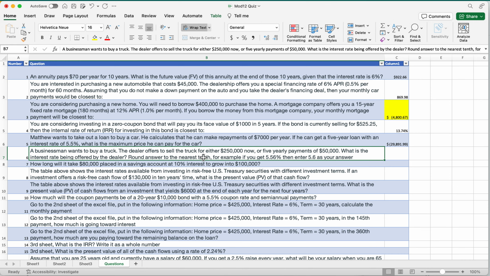Okay. The next one is a businessman wants to buy a truck. The dealer offers to sell the truck for $250,000 now, or you can make 5 yearly payments of $50,000. What is the interest rate that he's offering you? We're going to round to the nearest 10. Here we go. Okay. So again, the truck today is worth $250,000, and you're making $50,000 payments for 5 years, and we want the interest rate.